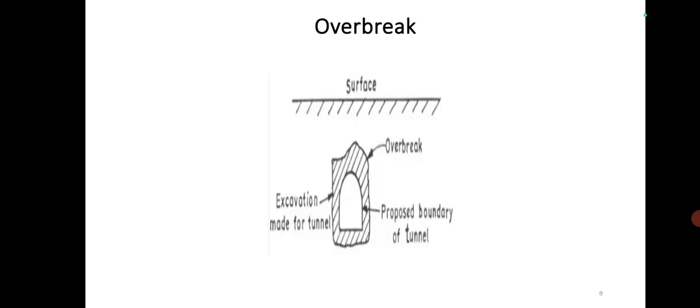Now another condition which may affect the stability of tunnels is the overbreak, that is, tunneling through hard rocks requires removal of some rocks outside the proposed perimeter. That means when you are drilling in a hard strata, you may have to remove some extra rock. Some amount of rock from outside the periphery of the tunnel will also get removed, because you are blasting. This excess quantity of rock which is removed, we call overbreak.